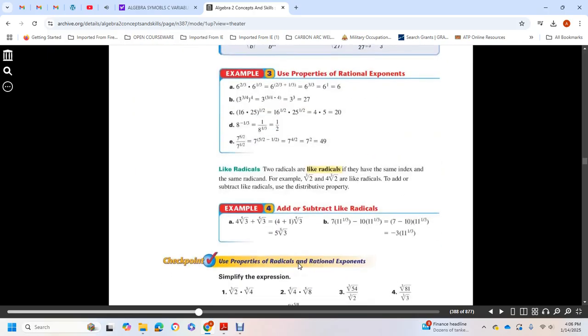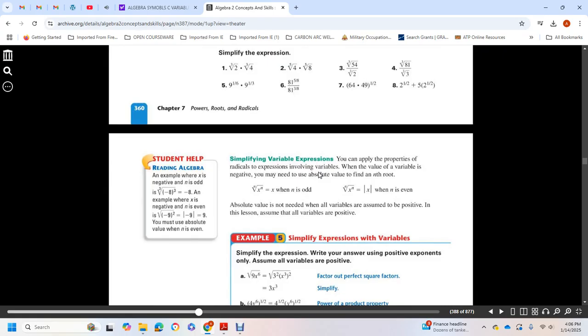Like radicals. Two radicals are like radicals if they have the same index and the same radicand. For example, 3 times the cube root of the square root of 2, and 4 times the cube root of the square root of 2. You can add and subtract radicals using the distributive property.